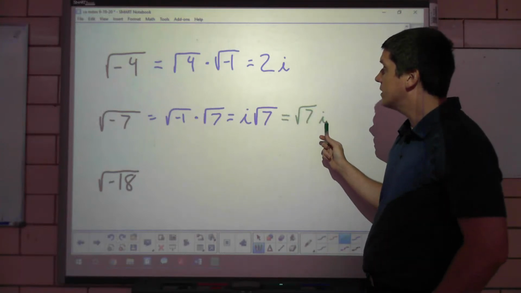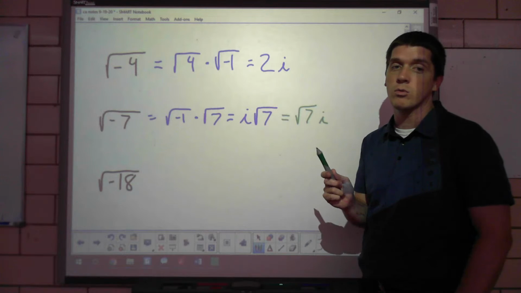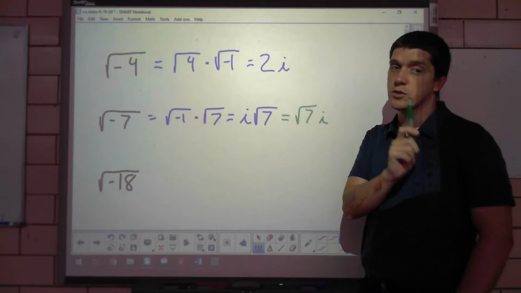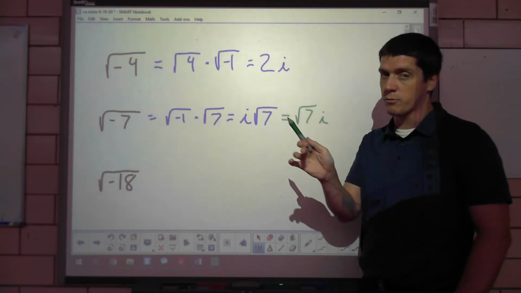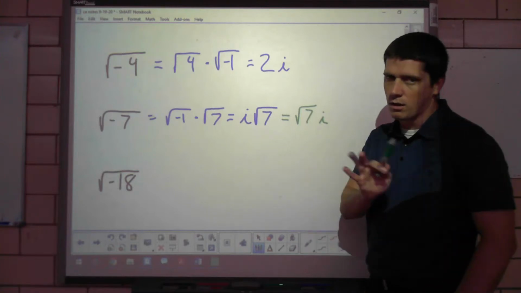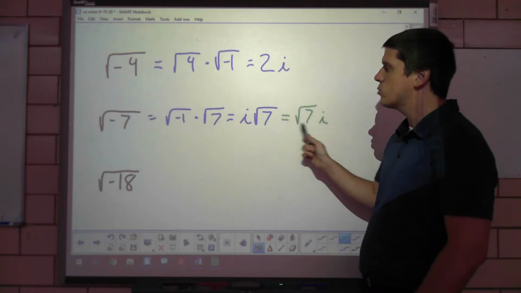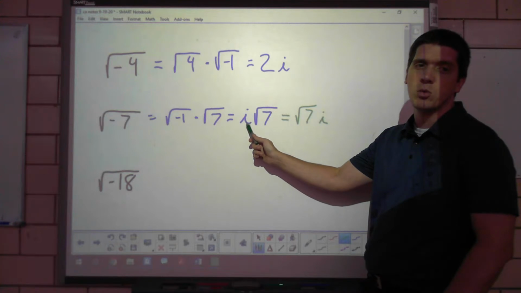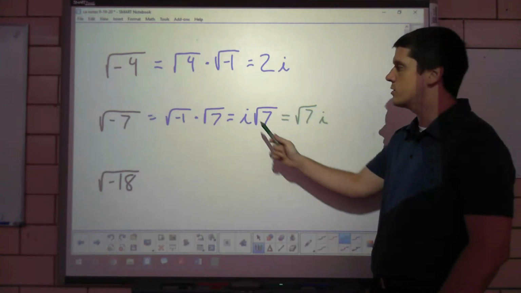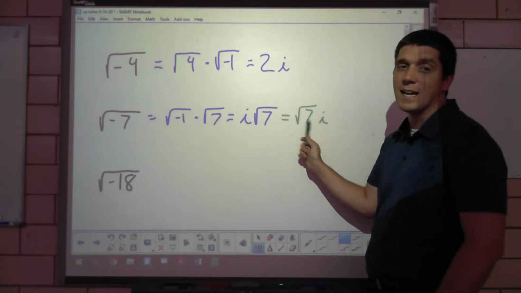So don't accidentally make it look like it's back inside that square root. That's a whole different problem. The square root of i, very different problem. So we're not going to get into all that, but that's the one thing. That's why typically we like to write the i in front of the square root if there's still a square root, just so that way we don't accidentally think it's inside.